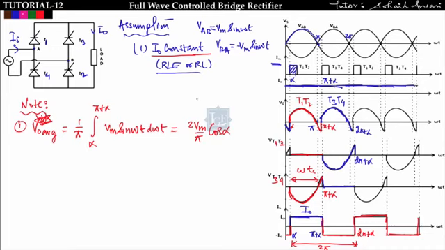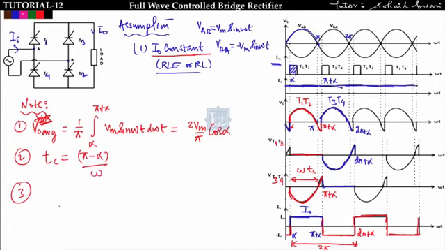When I0 is discontinuous, then this formula is not valid. So for continuous I0 only this formula is valid: V0 average is equal to 2Vm upon π into cos α. Now the second point is you have to find the circuit turn-off time. We have already found the circuit turn-off time. The thyristor is reverse biased for the period of π − α, that is equal to (π − α) upon ω.